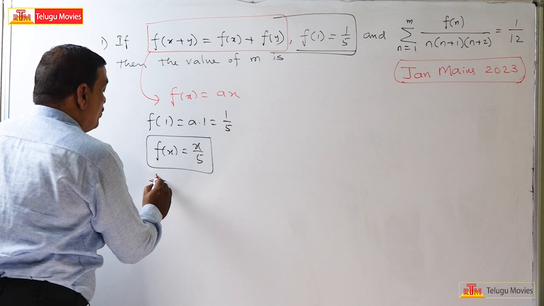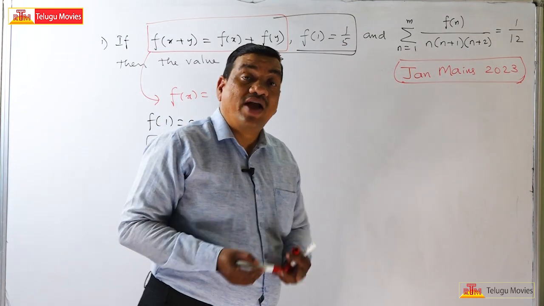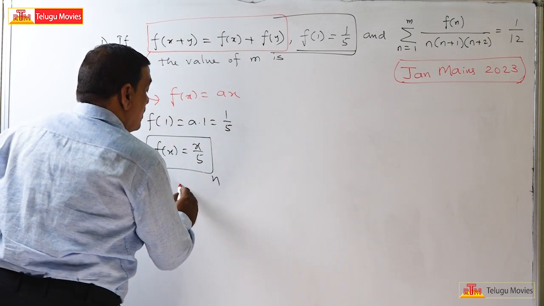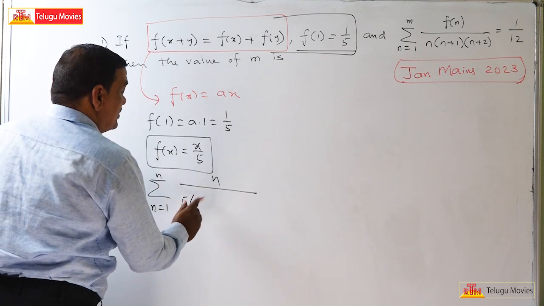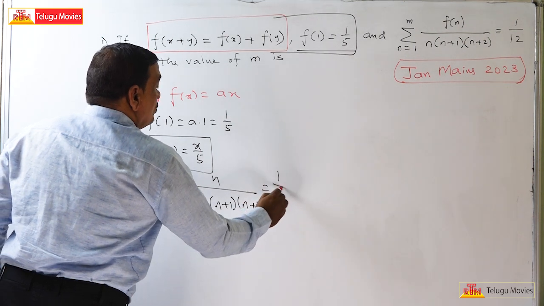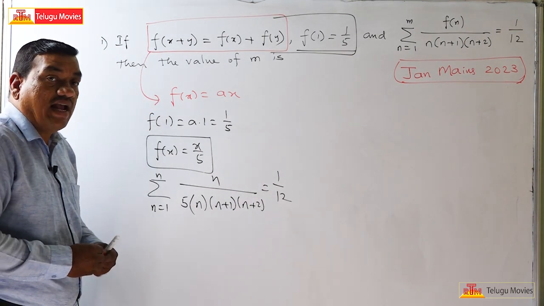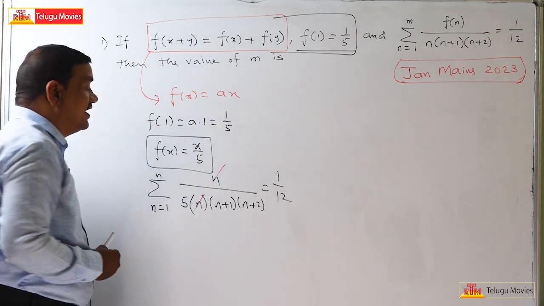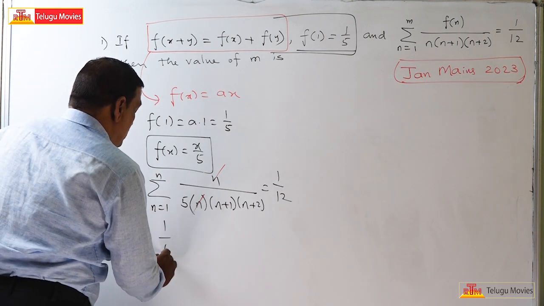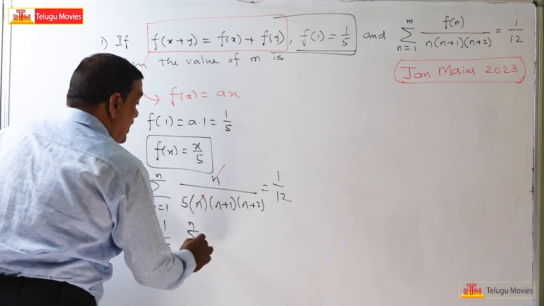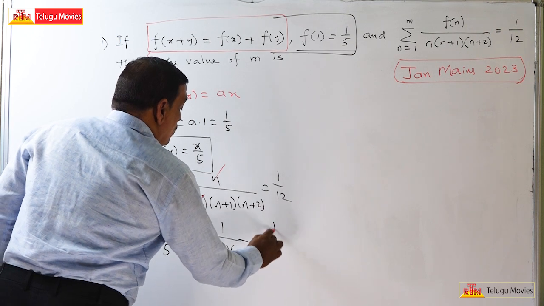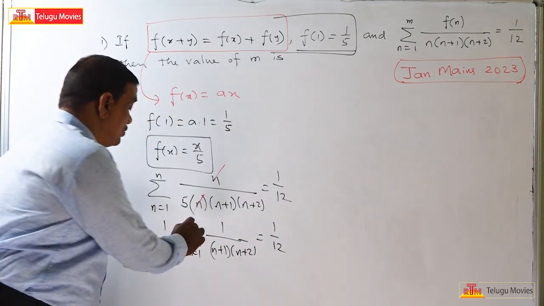Sigma n runs from 1 to m. In the numerator f of n is there. It is f of x. f of n means what? n by 5. So 5 into n into n plus 1 into n plus 2 is equal to 1 by 12. Any more cancellations? Clearly n will get cancelled. So 1 by 5, put it outside of the sigma. So this is sigma n runs from 1 to m, 1 by n plus 1 into n plus 2, equal to 1 by 12. Okay now.